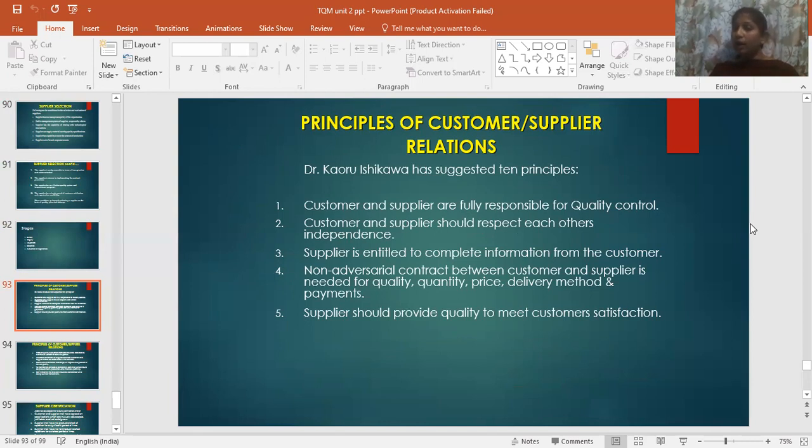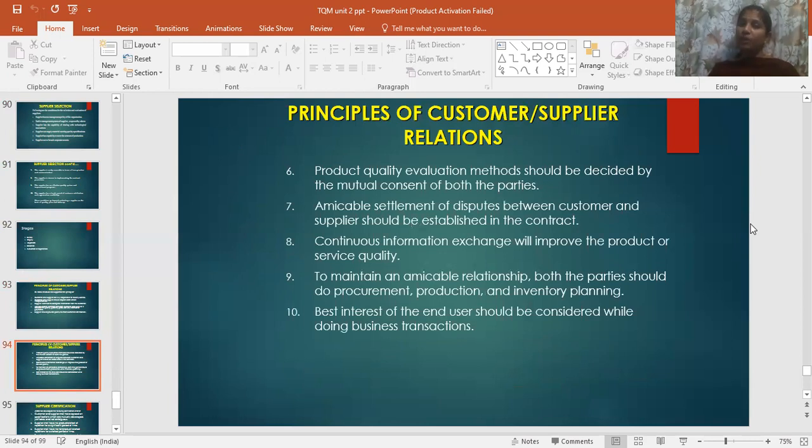The supplier should provide quality to meet customer satisfaction. Then the product quality evaluation method should be decided by both parties. Amicable or friendly settlement of disputes between customer and supplier should be established in the contract. Then continuous information exchange should be given, which will improve product and service quality. To maintain a good, amicable relationship, both parties should do procurement, production, and inventory planning. The best interest of the end user should be considered while doing business transactions.